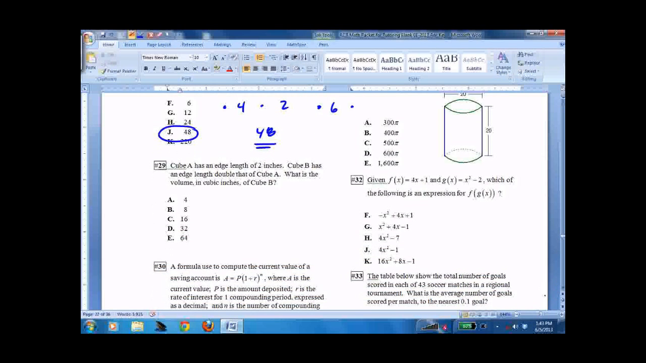Cube A has an edge length of 2 inches. Cube B has double that, also known as 4 inches. What's the volume of cube B? Well, if it's a cube and it's got 4 inches on a side, I know the volume is just multiplying them all up, so it's 4 times 4 times 4, which is 64. And double checking, yes, that's it.